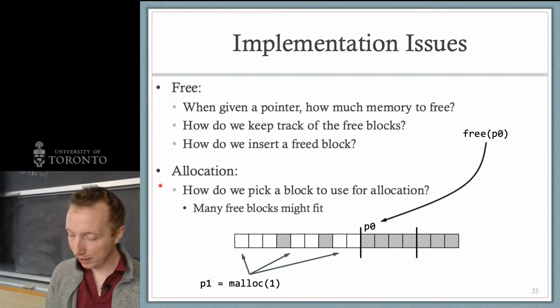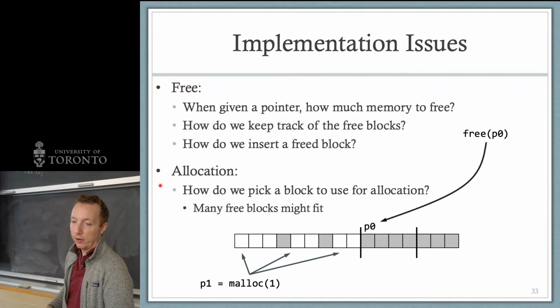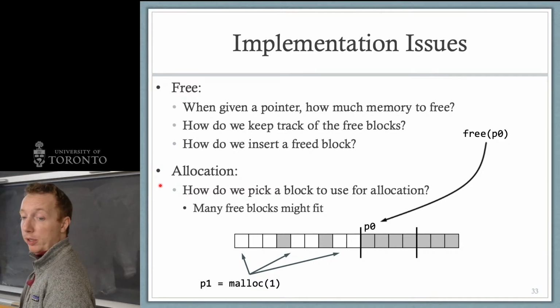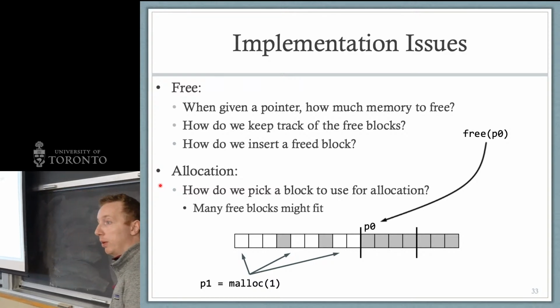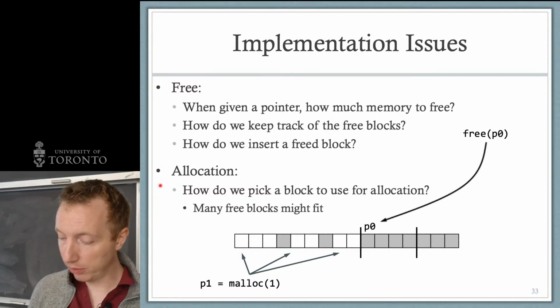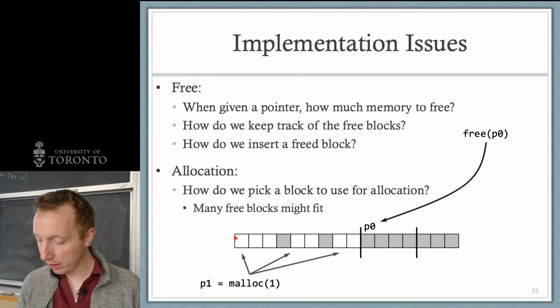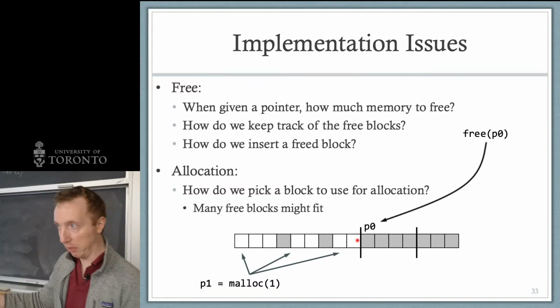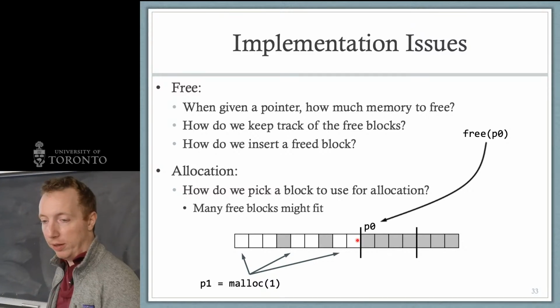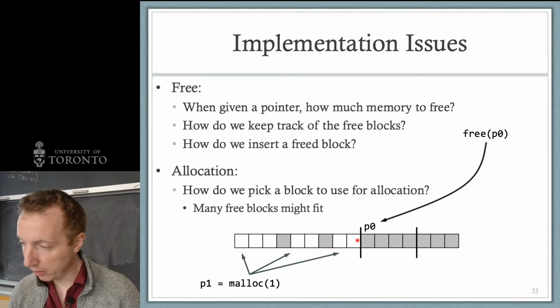And then for allocations, we have to figure out which blocks we are going to use, because we might have lots of possible scenarios. So if we malloc space for only a single block, which one do I use? Do I use one of these 3, one of these 2, or one of these 2? So I have lots and lots of different options. Some are better than others.